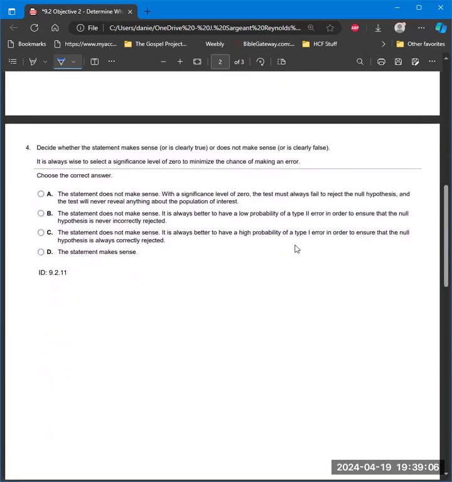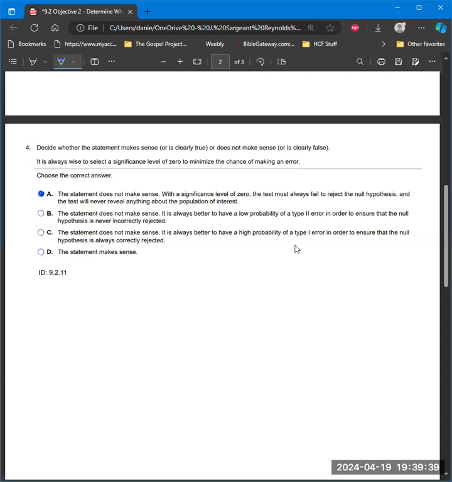Decide whether the statement makes sense or is clearly true or does not make sense or is clearly false. It is always wise to select a significance level of 0 to minimize the chance of making an error. You can't make a significance level of 0. You can't eliminate the possibility for all error. But you can make alpha really small. You just can't make it 0. So that doesn't make sense. So the statement does not make sense.